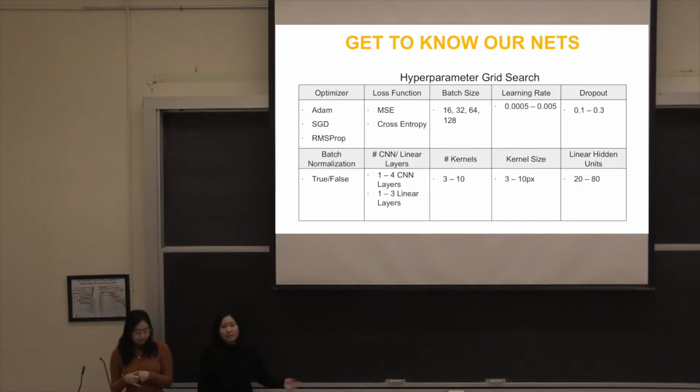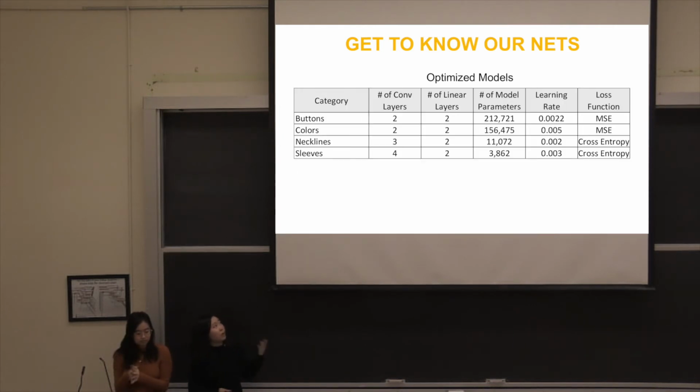So in order to optimize our model, we performed a hyperparameter grid search with these parameters. For example, we would decrease the kernel size when looking for buttons because they're so small in the image. And as well, we oftentimes increase the dropout to avoid overfitting. And this is our final optimized model.